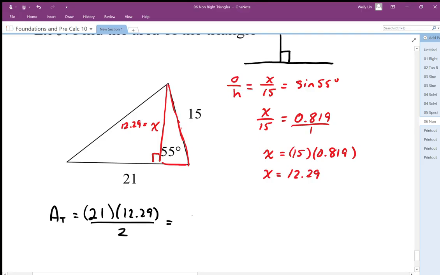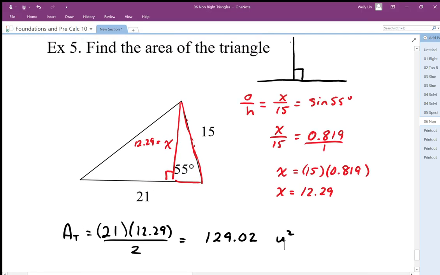Okay, so in this case I end up with 129.0126, so I'm going to round that to 129 units squared, and that represents the number of squares that make up that area. And again, the key to this is to be able to drop down your perpendicular from the vertex down, just like what we did with solving these non-right triangles, to generate the height. And by generating the height, we also generate a right triangle, which we can use ratios to get lengths.